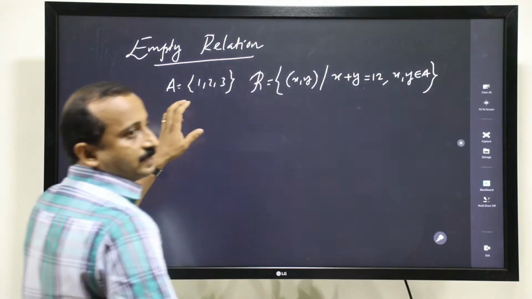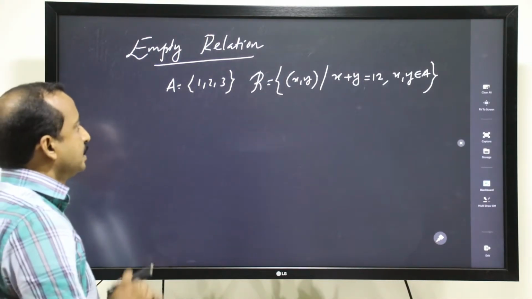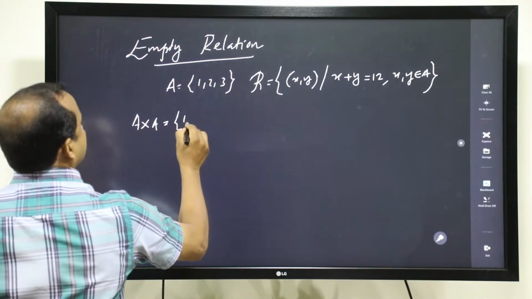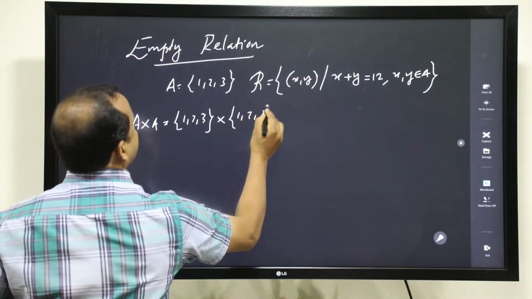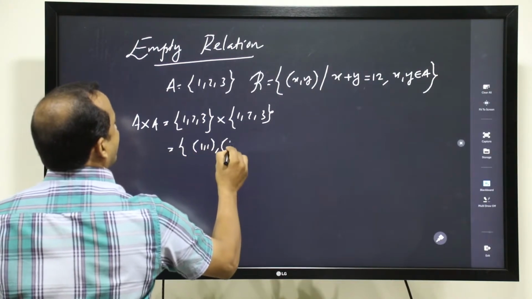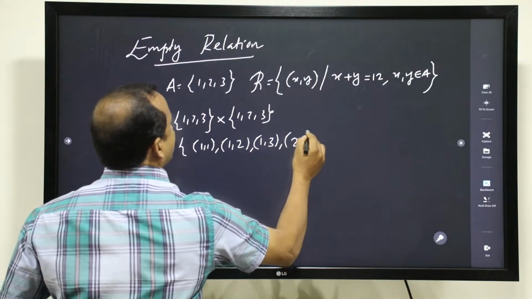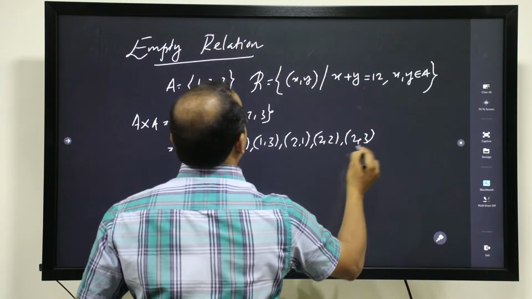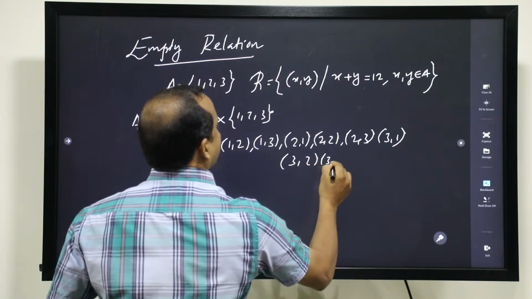First we form A cross A, that means the Cartesian product, A cross A. Here what is A cross A? A cross A means the set {1, 2, 3} cross {1, 2, 3} is equal to, we get (1, 1), (1, 2), (1, 3), (2, 1), (2, 2), (2, 3), (3, 1), (3, 2) and (3, 3).